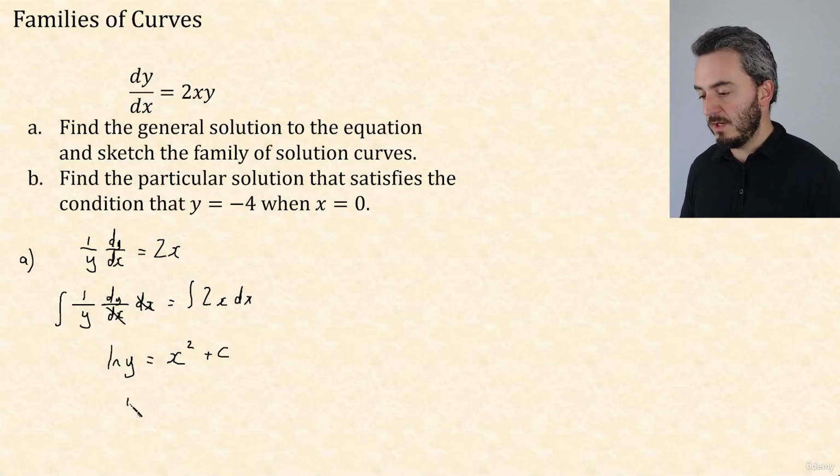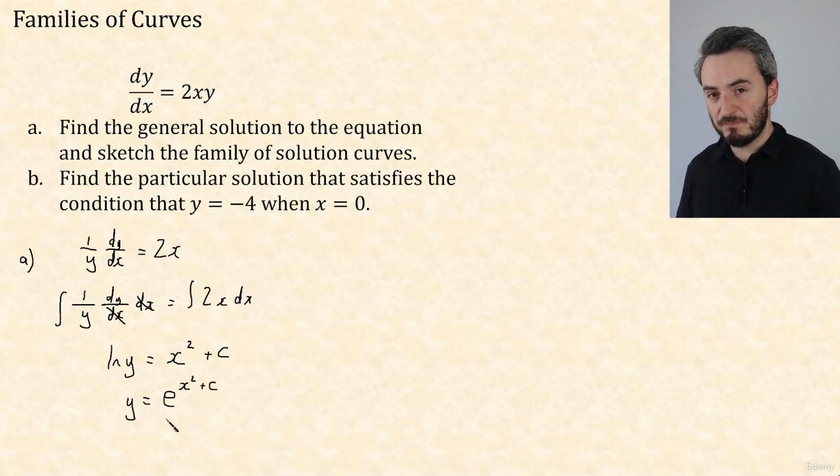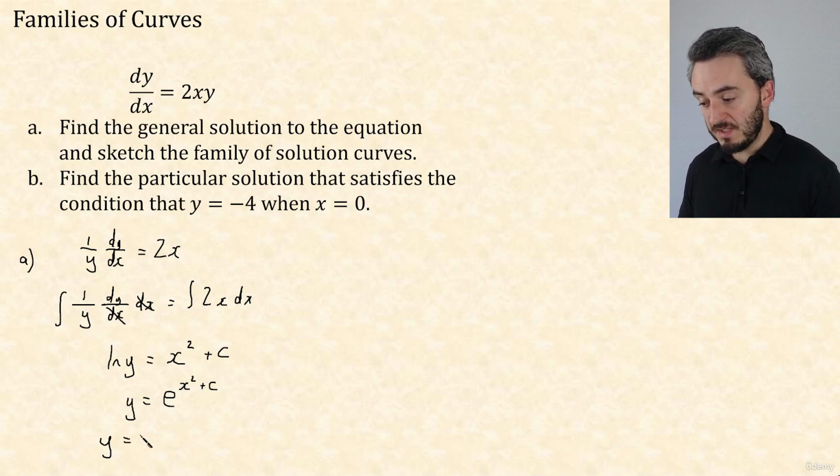An alternative way of writing the answer would be to raise e to the power of both sides. And that gives us e to the power of x squared plus c. And this is also a valid way of writing an answer. However, a more common way of writing this would be to say y equals, and then splitting this up using indices laws as e to the x squared times e to the c.